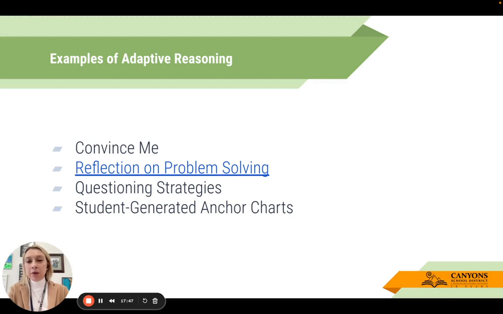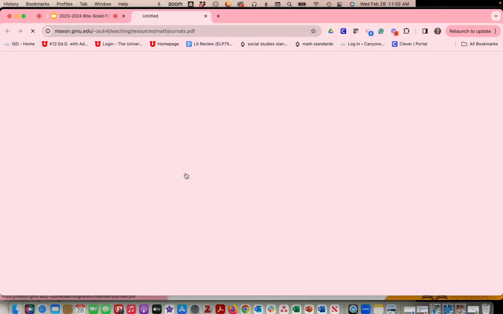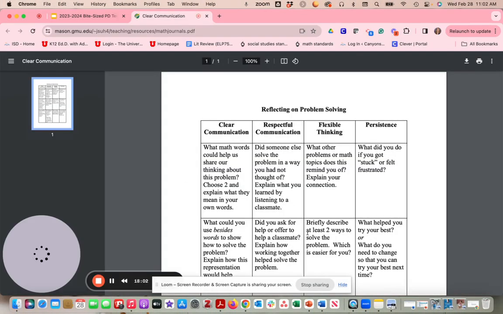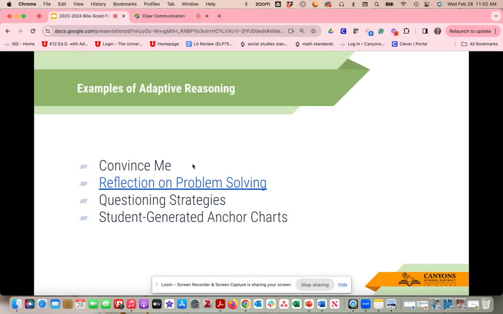Some of the examples of that are the convince me. Anytime you can have students prove their thinking, again, this is in every one of our Envision lessons as well. Reflection on problem solving. This is another chart that you can use. I'm just going to pull it up so you can see what it looks like. It gives you the opportunity, it's kind of like a little mini rubric that you can use and adapt on how do you solve problems in math.